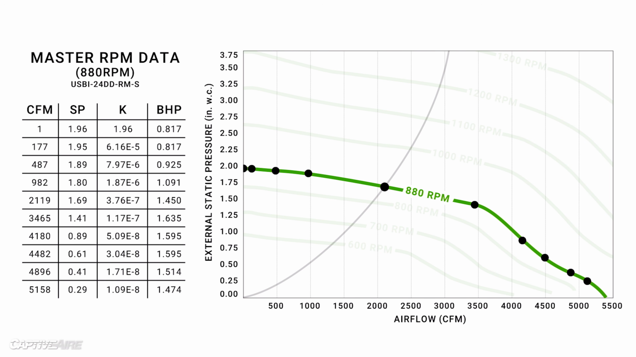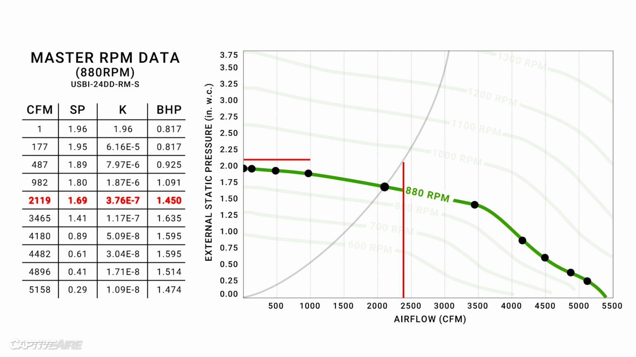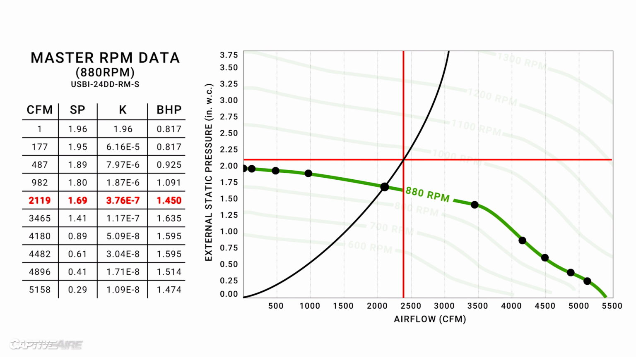To finally plot brake horsepower in this curve, we'll be using fan law number 3, which relates horsepower to either CFM or RPM. In this case, let's use CFM. So for example, we know from our test data that at 2,119 CFM, the fan was using 1.45 brake horsepower. So let's say I wanted to know where the constant 2 horsepower line lies in this graph. I would plug in 2 horsepower, and the resulting airflow after the calculation is 2,359 CFM. Just like last time, we can relate this airflow to static pressure by using the system curve and plotting that intersection.